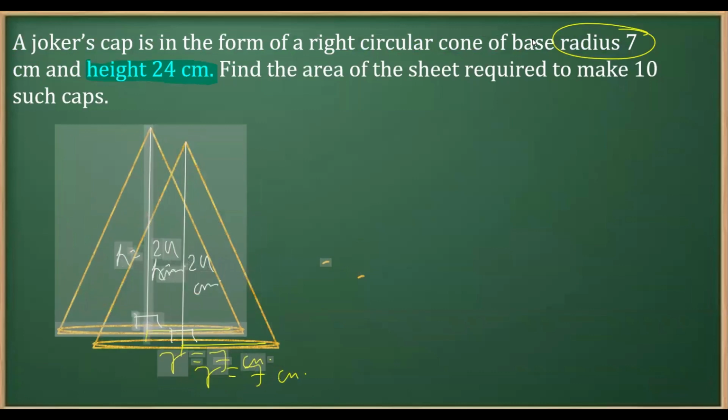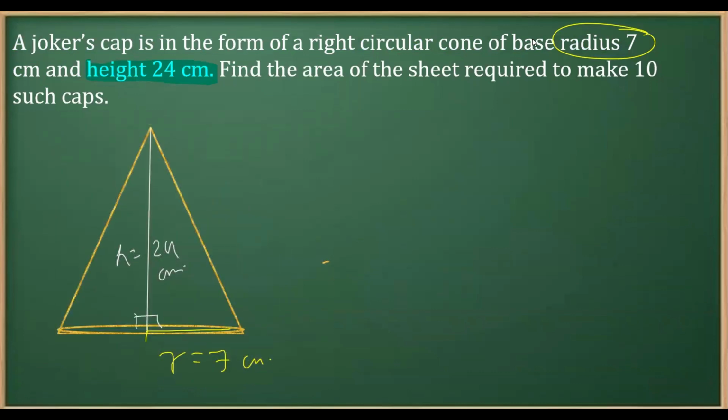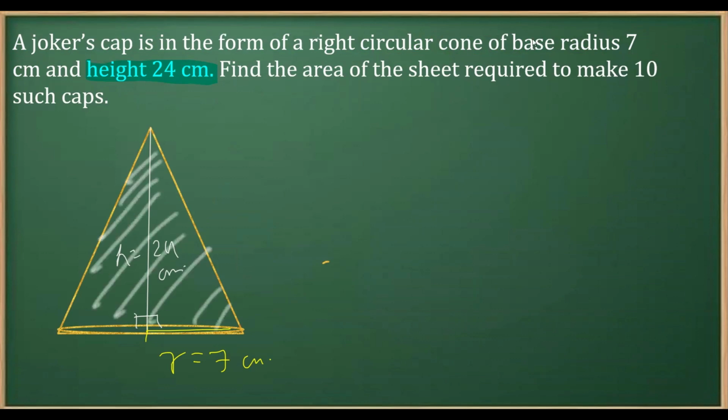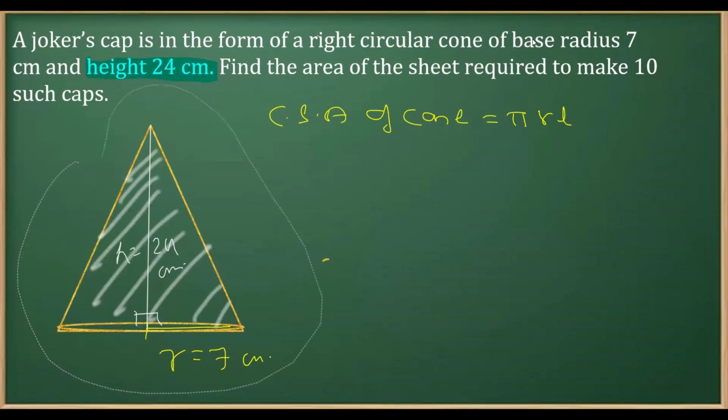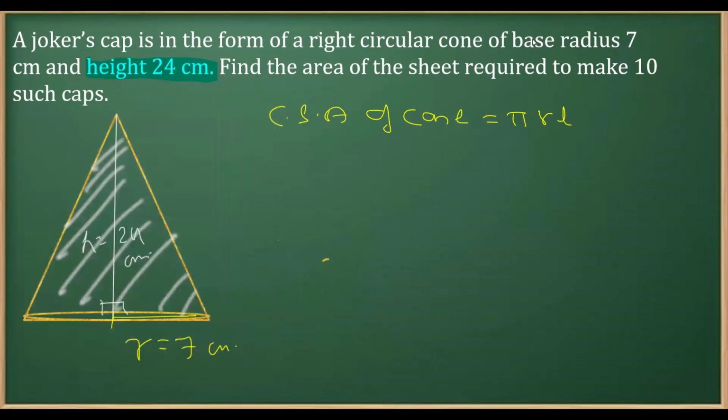Now check this again. What we have to find out is the material, the sheet needed. Find the area of the sheet needed to make 10 such caps. So clearly this is related to the curved surface area. The formula for the curved surface area of a cone is pi r L. Now we know the radius and we know the height, but we don't know the slant height. So we need to get the slant height.